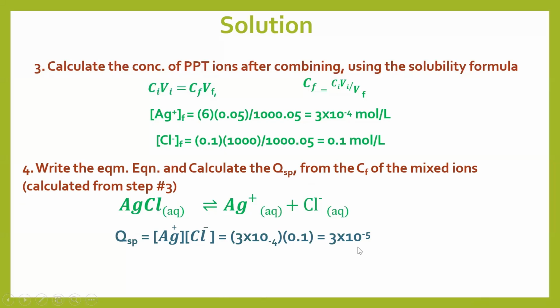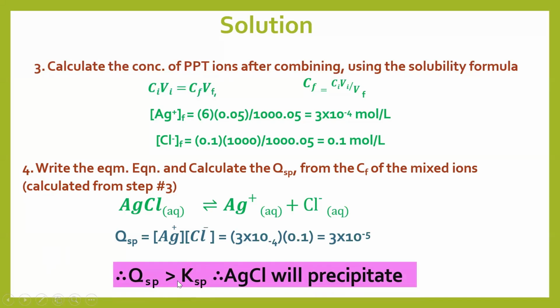We will compare it with the Ksp value given in the problem. The Ksp value is less than this value, so the Qsp is greater than the Ksp value. Therefore, silver chloride will precipitate.